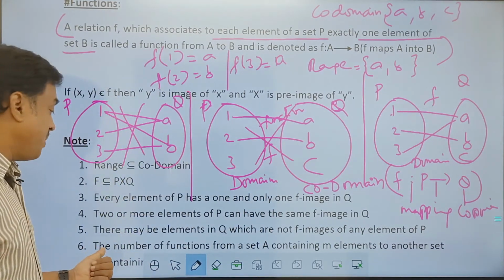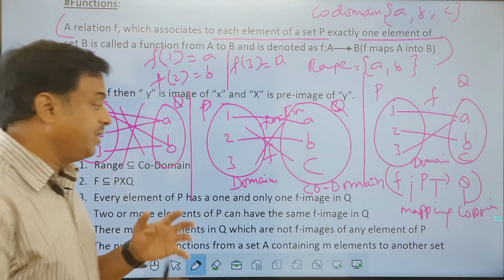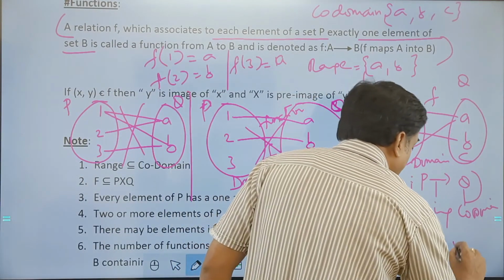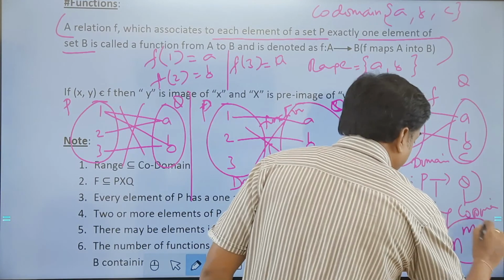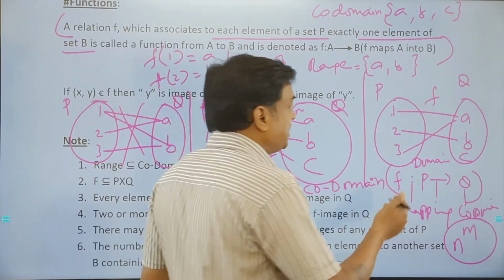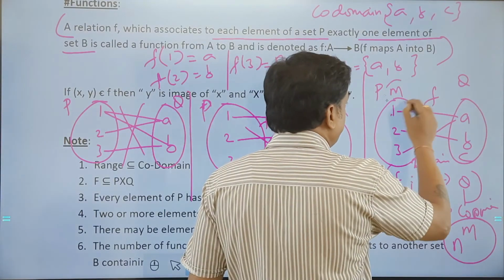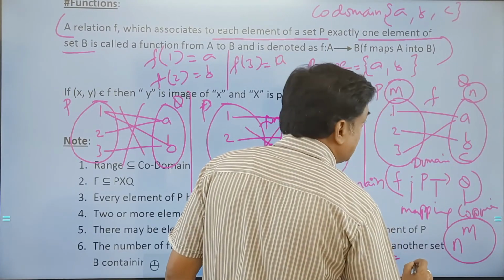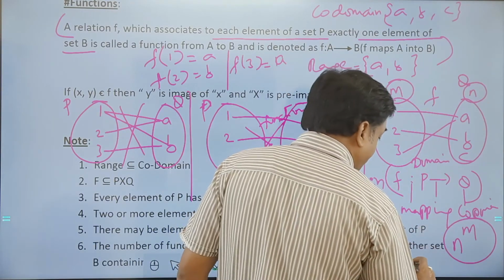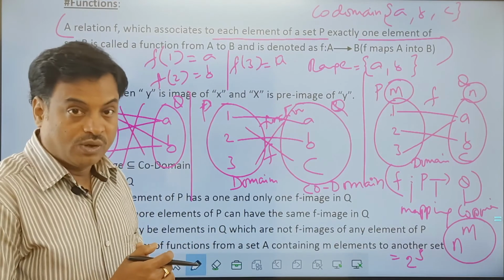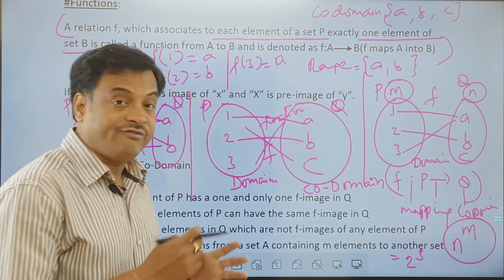And the last part is the formula for the number of functions. It is n to the power of m. How many functions can be formed with these elements? I consider that the first set has m elements and the second has n elements. So the answer in this case is n to the power of m, which is 2 to the power of 3 here. Okay, all of you? So that will give you the number of functions.